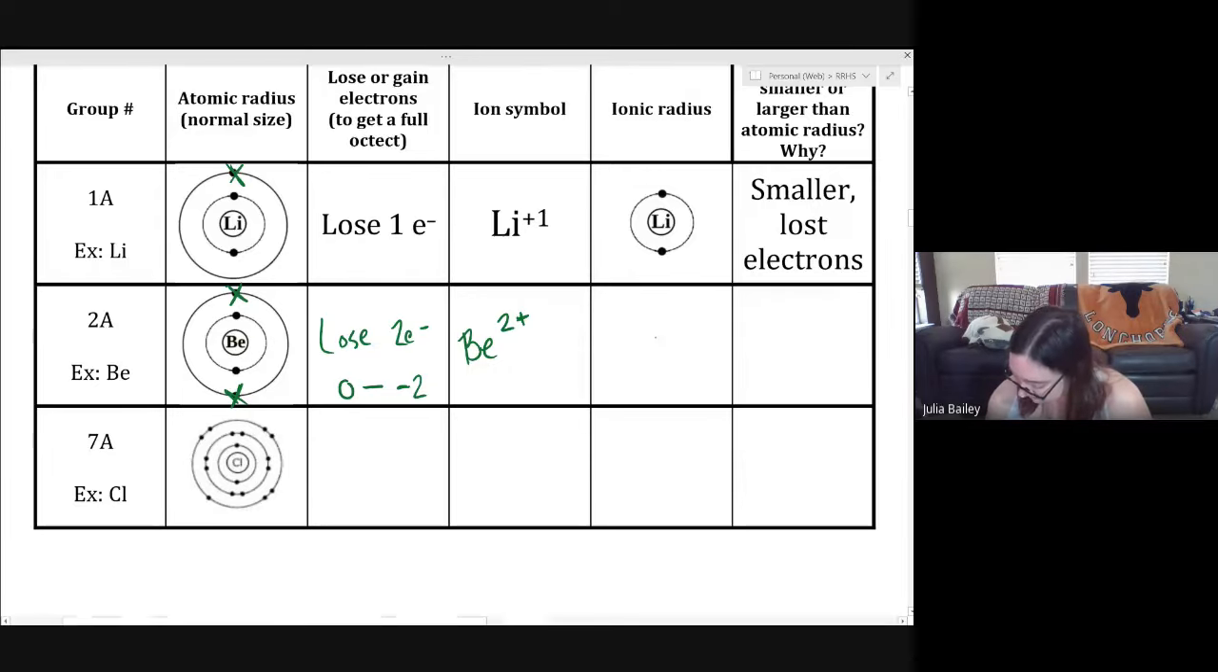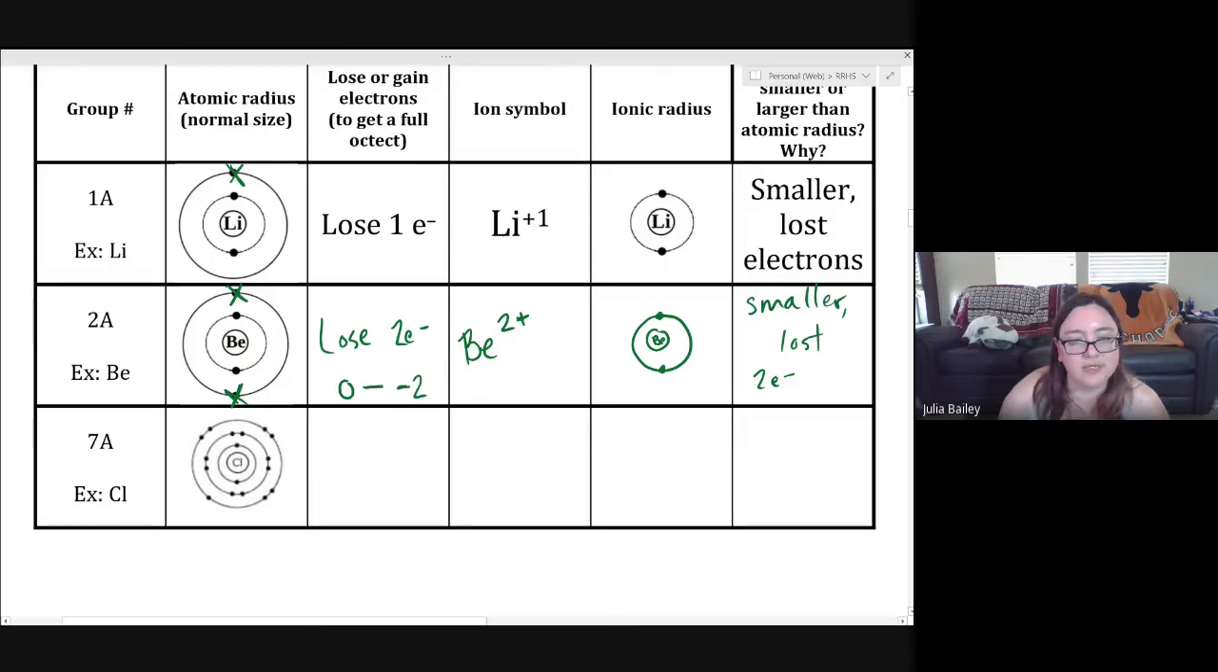Because those 2 valence electrons disappeared and a whole shell disappeared, that leaves us with a much smaller atom than before. We've lost the entire outer shell. And because of that, we have a smaller ionic radius from losing 2 electrons.